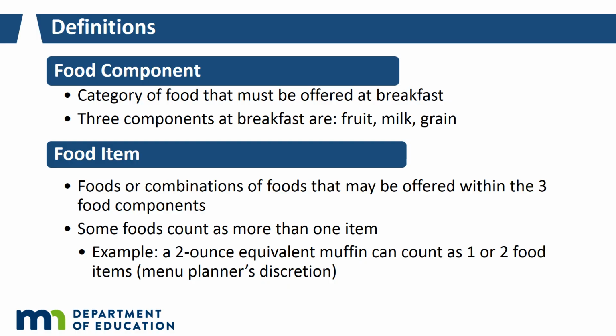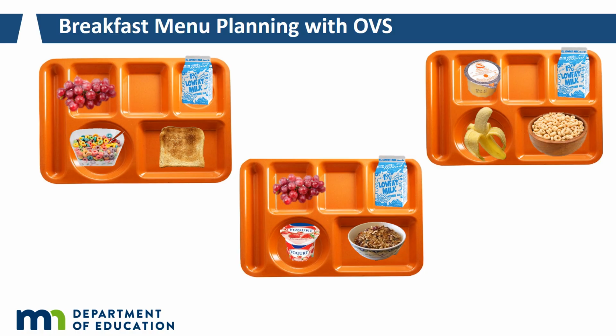Larger portions of grain items may count as more than 1 food item. For example, a 2-ounce equivalent muffin can count as 1 or 2 food items. It's up to the menu planner to decide how the muffin will credit.